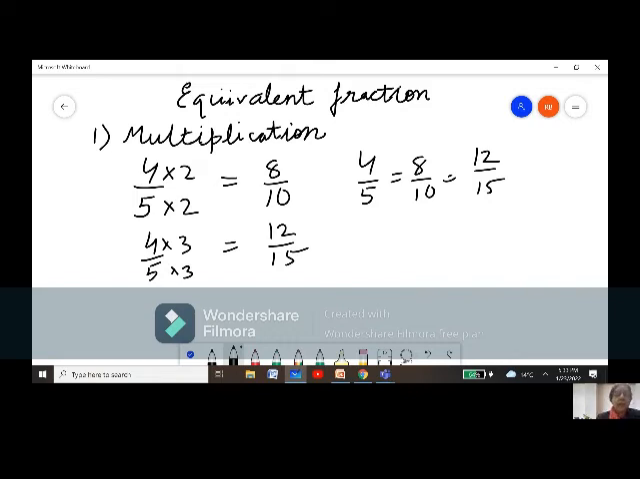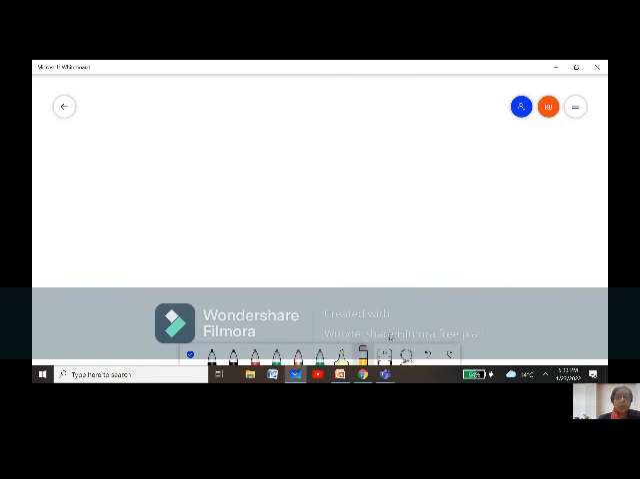Children, how can you find out the equivalent fractions by multiplication? We can find the equivalent fractions by multiplication by multiplying numerator and denominator with the same number.